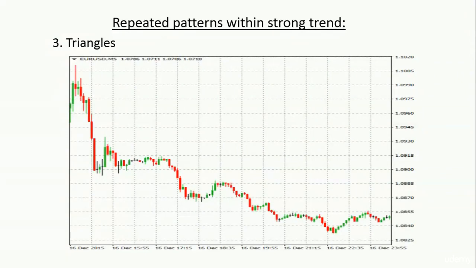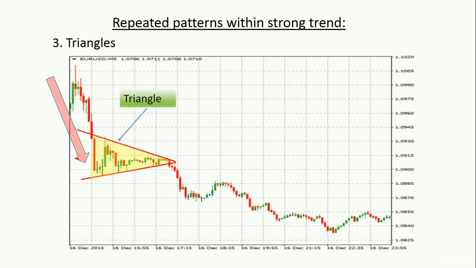Although triangles have less predictive power than flags, they still are very common within strong trends, and they need to be treated as a continuation signal rather than a reversal signal. In this chart, this downtrend was paused here and formed a triangle pattern, and this pattern would give a sell signal as a trend continuation when the price breaks this pattern to the downside.